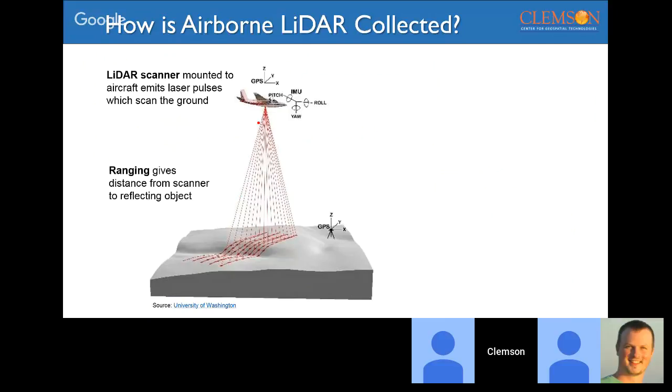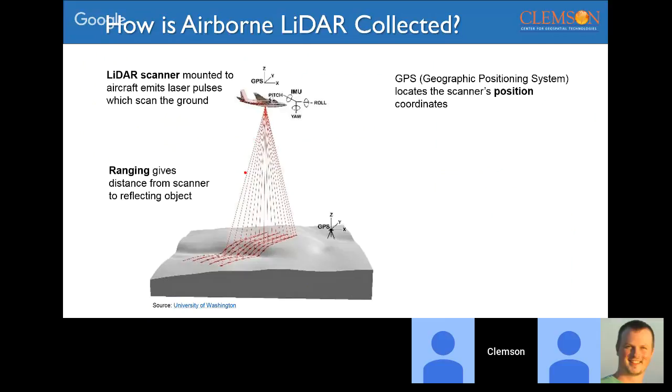And that's ranging, or range finding, is what gives us that distance. The next instrument you would have is some GPS that's mounted to the aircraft. So now we know where our scanner was located relative to the Earth. So we know where our scanner is located and we know how far away this reflecting object was, but we don't know in which direction it was.